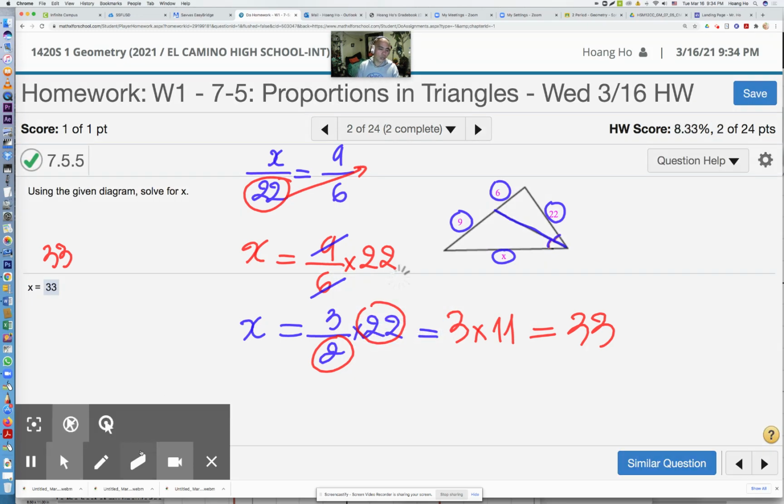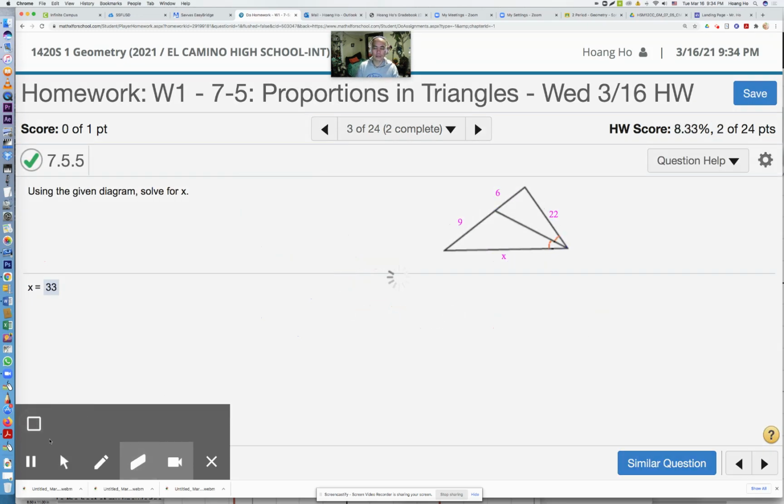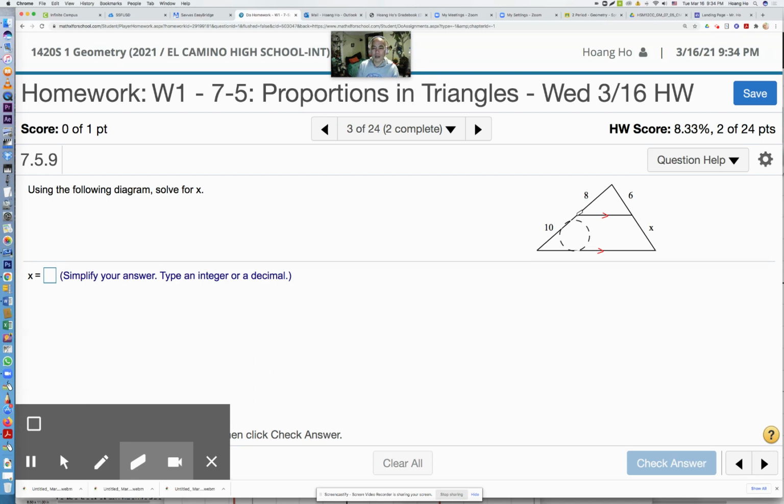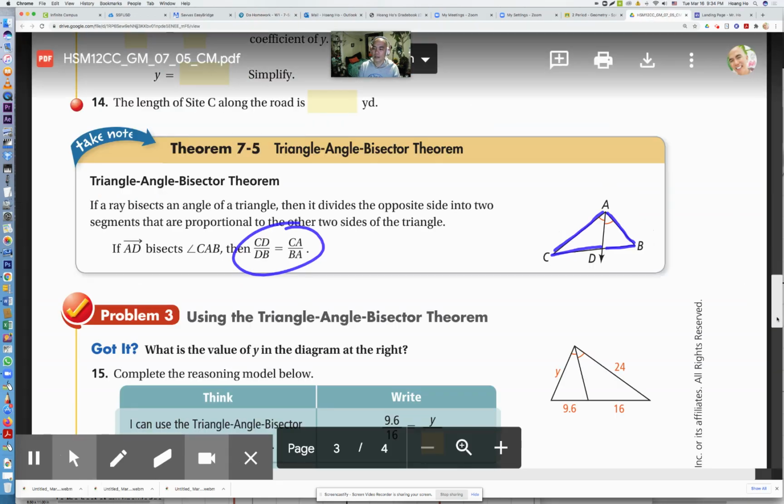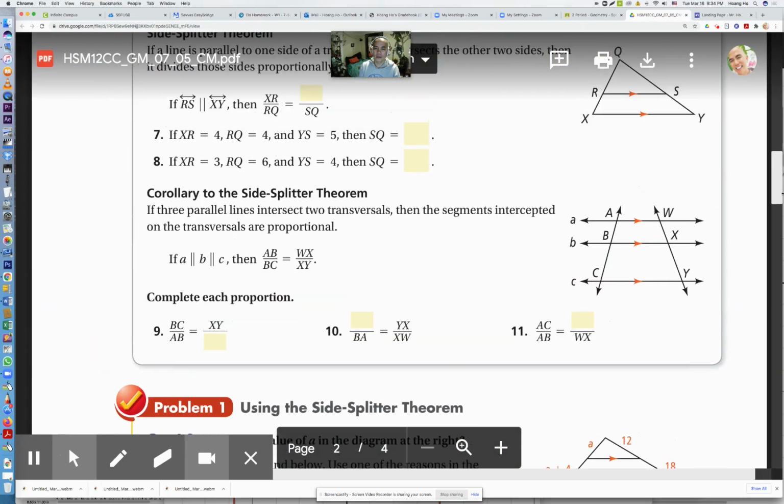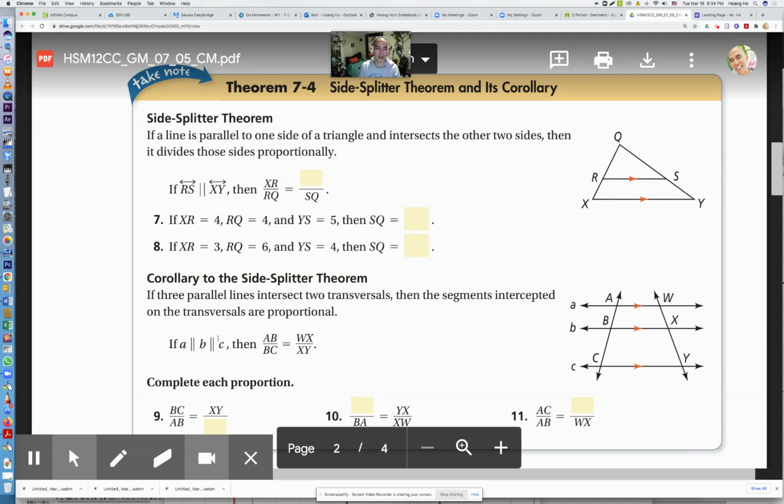All right, question number 3. Now you have a triangle, and you've got two parallel lines over here. The two parallel lines make everything proportional. Let's find the lesson over here. Here we go.